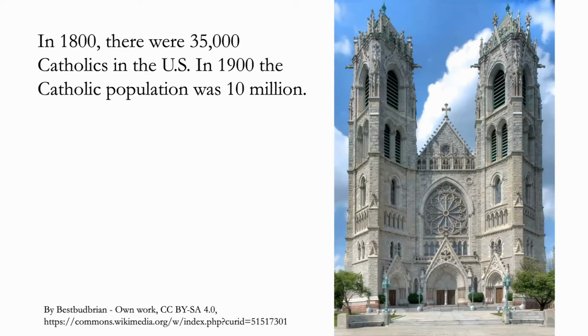In 1800, for example, there were 35,000 Catholics in the United States. That's a pretty small number of Catholics. By 1900, 100 years later, the Catholic population was 10 million. So how did that happen? What happened in the 1800s to increase the number of Catholics to 10 million? So there you go. So now you're looking at another aspect of the importance of not only understanding what religion it was, but putting that religion into the context of the historical things that were happening.